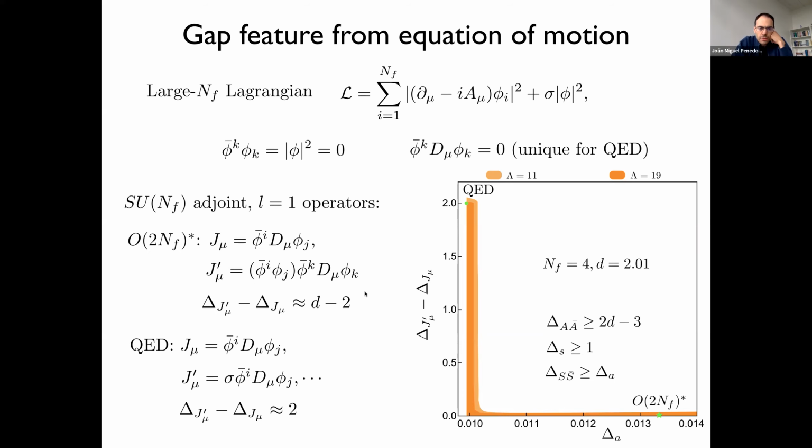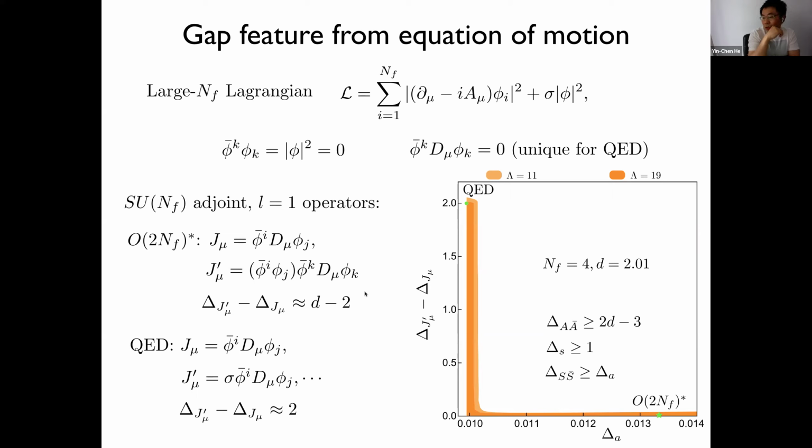Can I just ask a clarification? So the difficulty is because in your OPE, you don't have SUN singlets with spin 1, that sector is not accessible to you. Yeah, exactly.